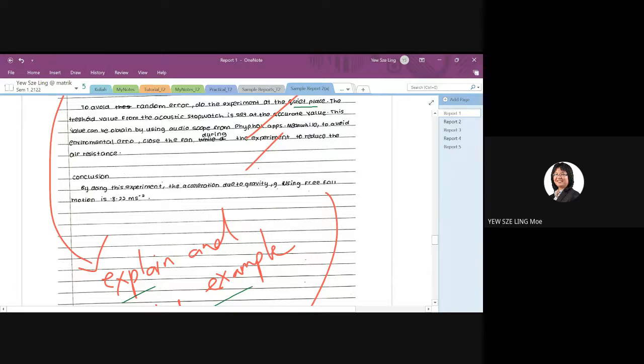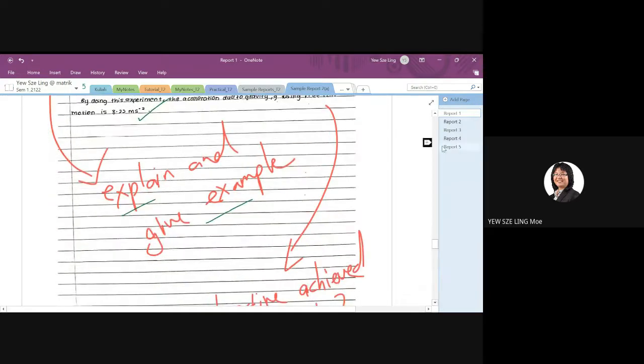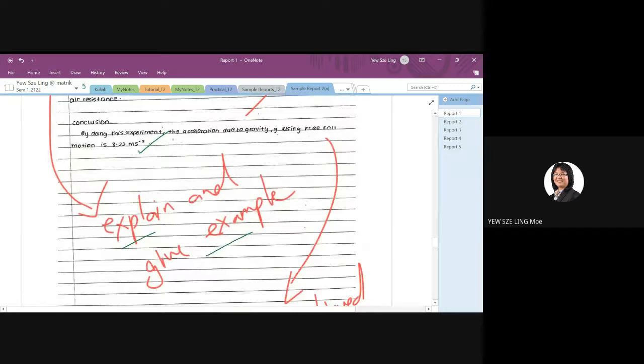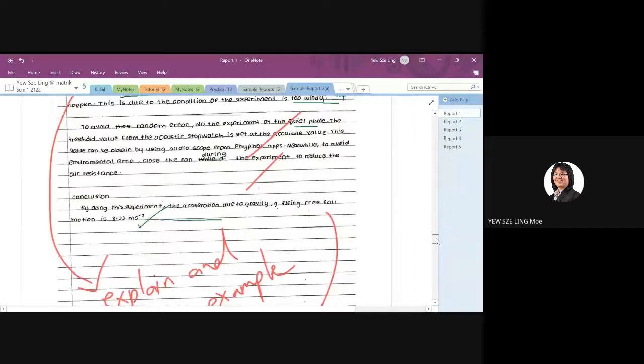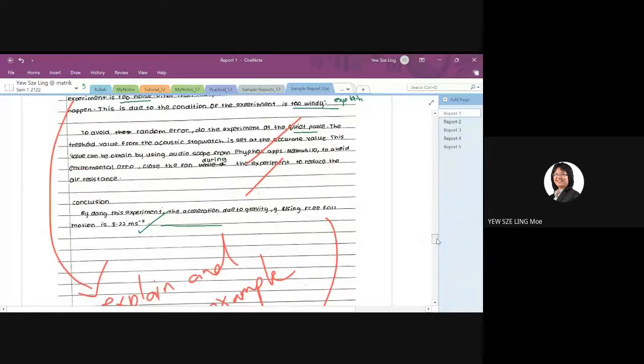Okay, last, by doing this experiment, the acceleration is due to gravity. You got it here, which is correct. And then you need to mention whether the objective is achieved or not. So you need to add one more sentence: objective is achieved, or the acceleration due to gravity can be determined from the experiment. All right, so that is a mistake in this first report. So far, I think no major issue, just some minor errors that you need to be careful about.